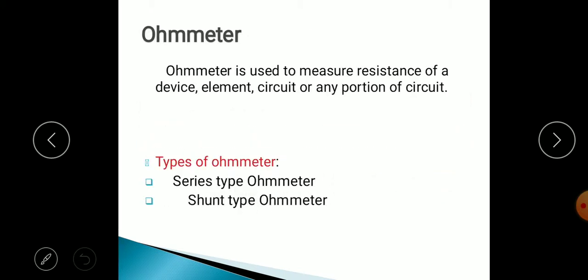Next we will see the ohm meter. The ohm meter is used to measure the resistance of a device, element, circuit, or any portion of a circuit. Types of ohm meter: the first is the series type ohm meter, and the second one is the shunt type ohm meter. The ohm meter is used to directly measure the resistance of a device. This meter is used to determine the approximate resistance of circuit components.